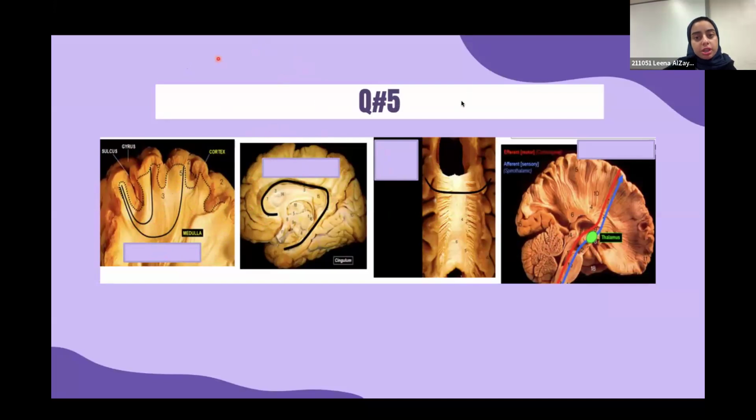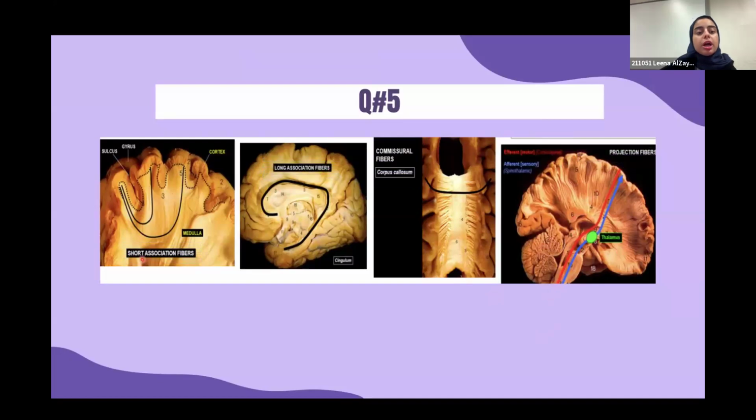Okay, so short association fibers, yes. And then long association fibers. Great. And then we have the commissural fibers. And the last one is the projection fibers. Okay, perfect. So we have short association fibers, long association fibers, commissural fibers, and then the projection fibers.